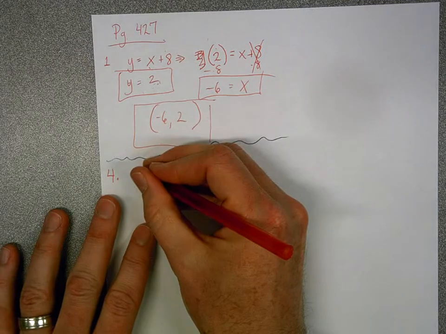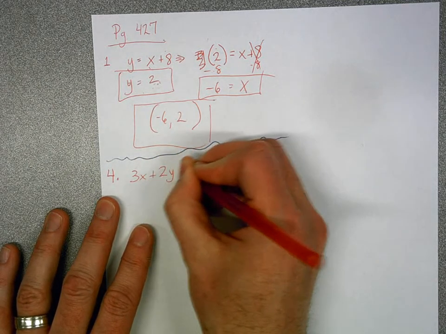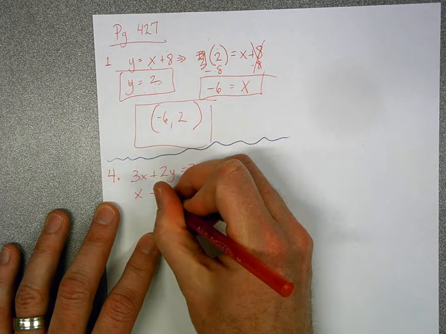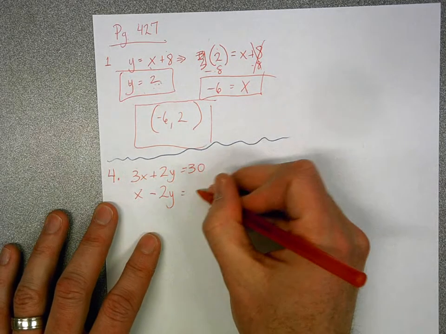Okay, on problem number 4, our two equations are 3x plus 2y is equal to 30. And our second equation is x minus 2y equals negative 6.